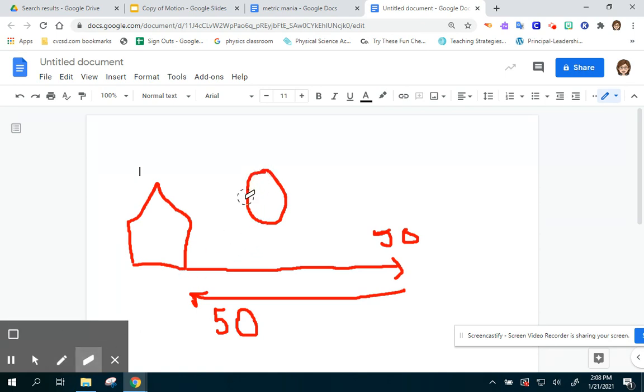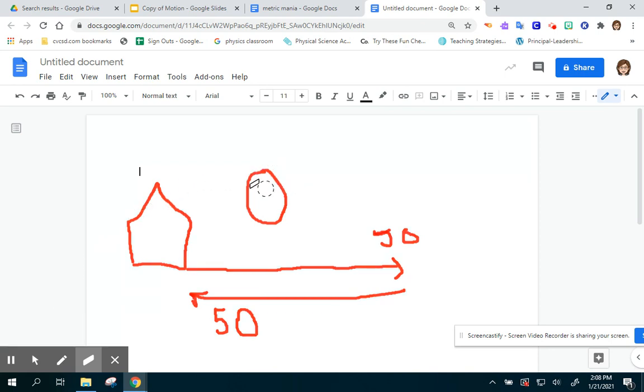And that is the only time, my eraser is not working, that is the only time when we can use a number without actually including a direction there.